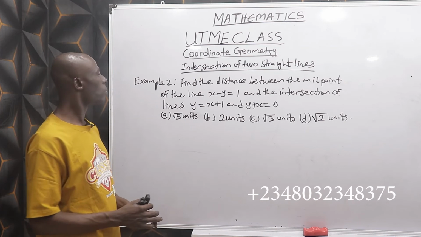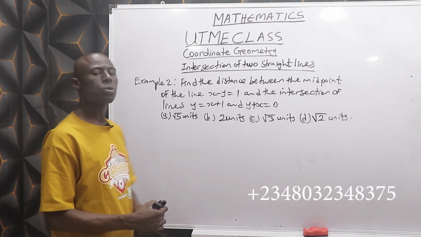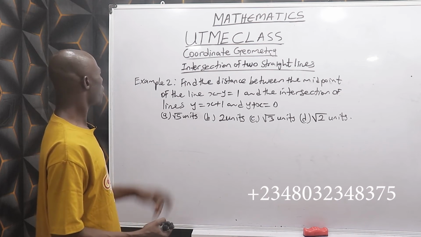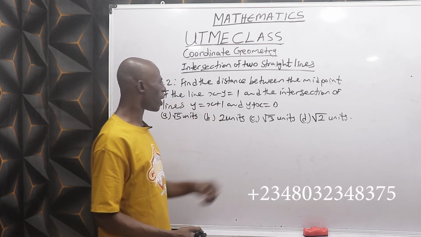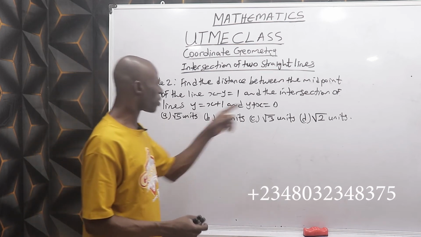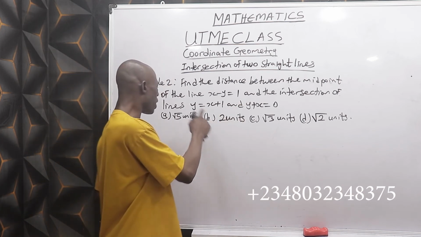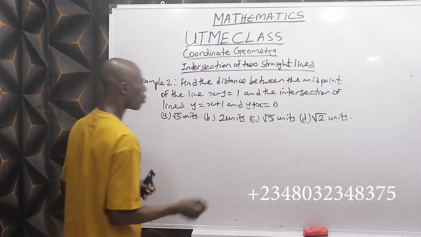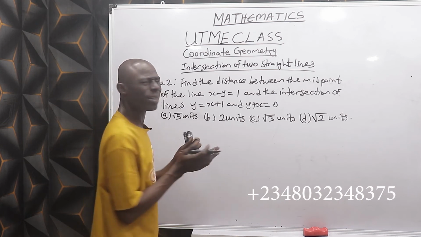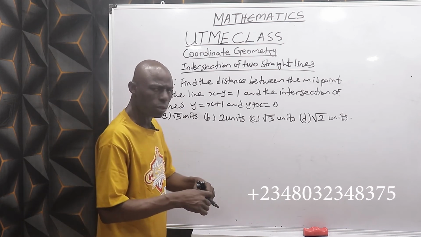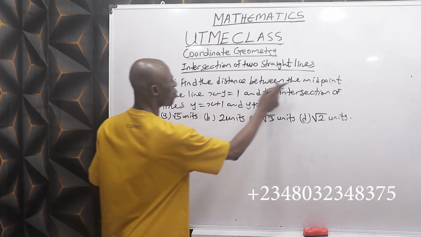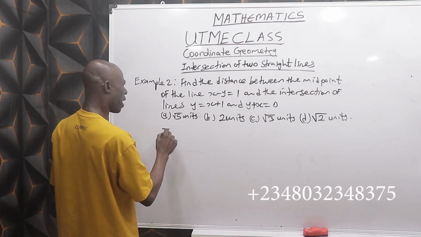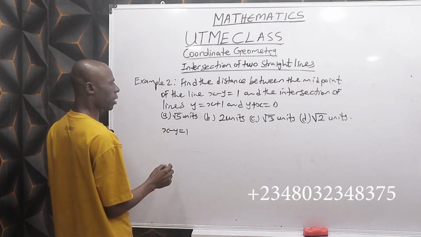Example 2. Under intersection of two straight lines. Find the distance between the midpoints of the line x minus y equals 1 and the intersection of lines y equals x plus 1 and y plus x equals 0. Two things are here, two separate things that we still have to relate together. The distance between the midpoint. What's the midpoint of this line? X minus y equals 1 is a straight line.